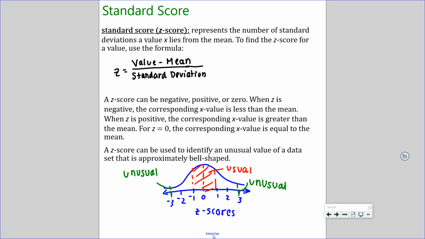The only other thing I want you to put in your notes would be the symbols for this. If we're talking about a sample, we'd calculate the z-score by doing the value, which I'm going to use x, minus the mean, which is x bar, divided by the standard deviation, which is s for sample.